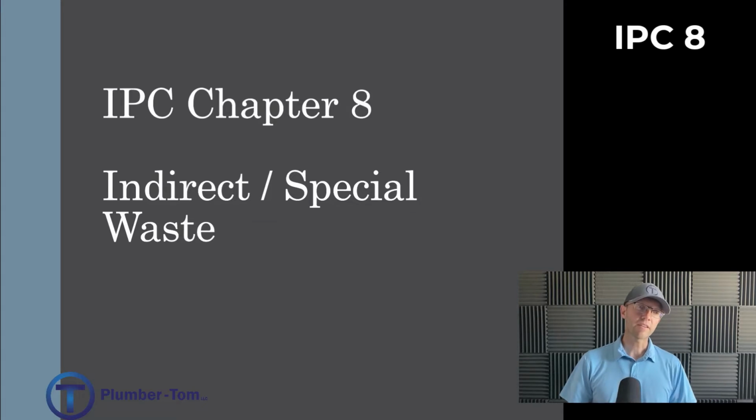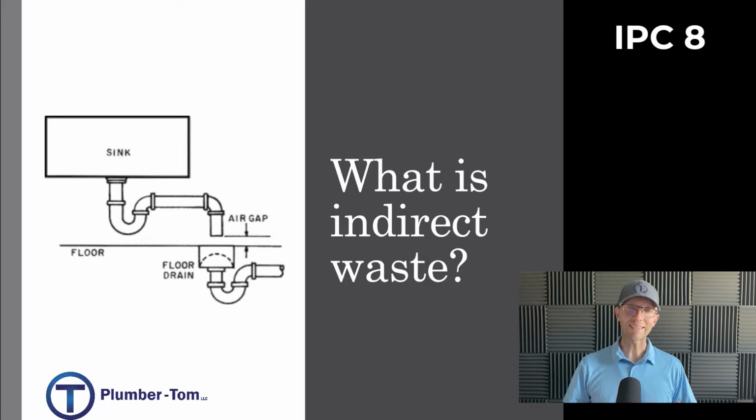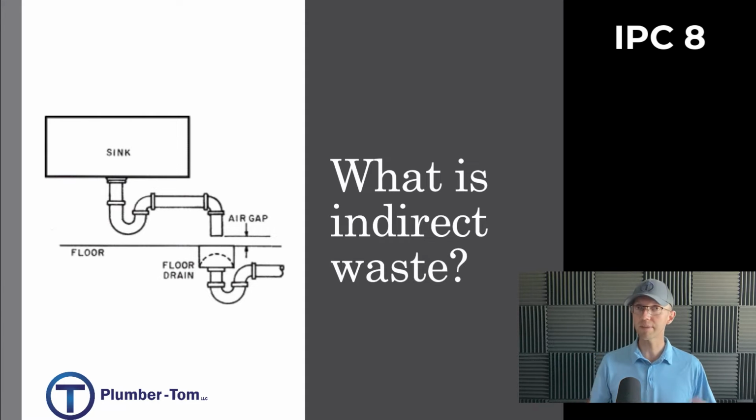All right, let's get into it. All right, here we are, International Plumbing Code, Chapter 8, Indirect or Special Waste. Let's have a look at what is indirect waste. Well, a waste pipe is a drain pipe, right? We learned from definitions a soil pipe is a drain pipe that contains fecal matter. It's for the toilets and all of that stuff. But a waste pipe is any other drain.